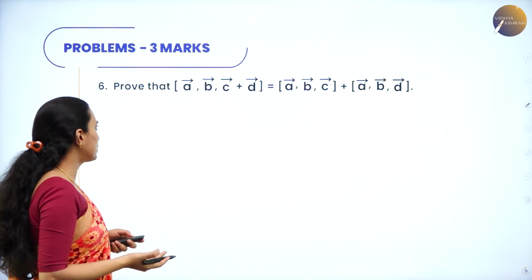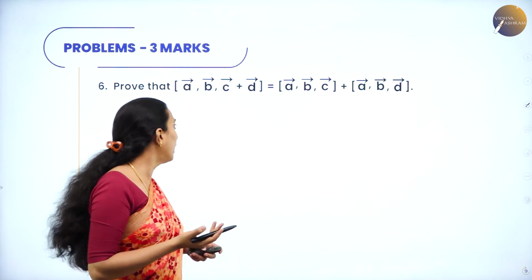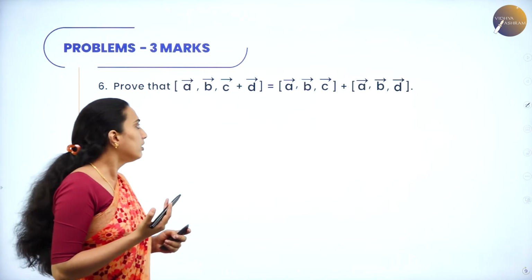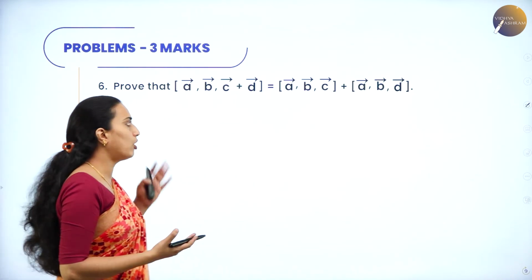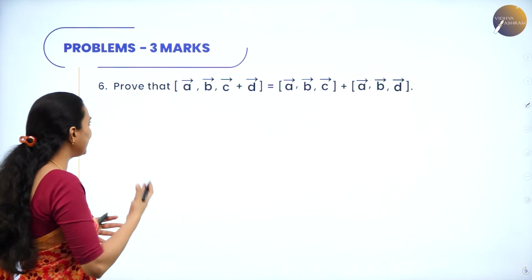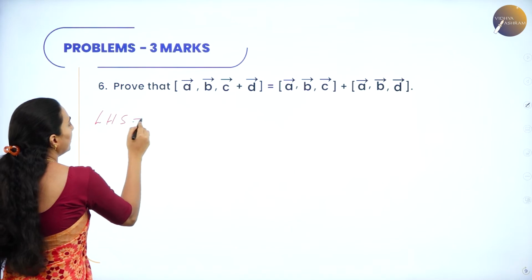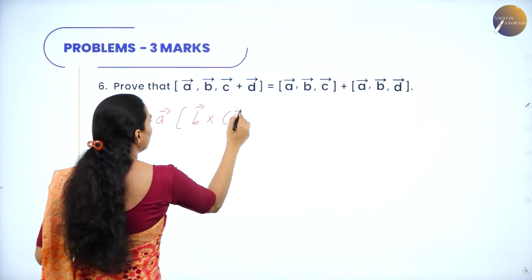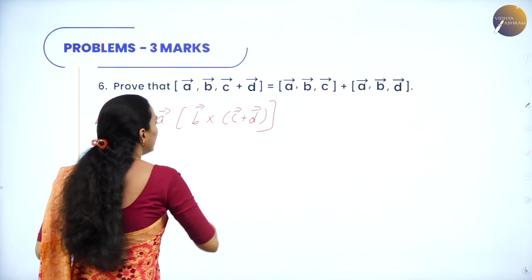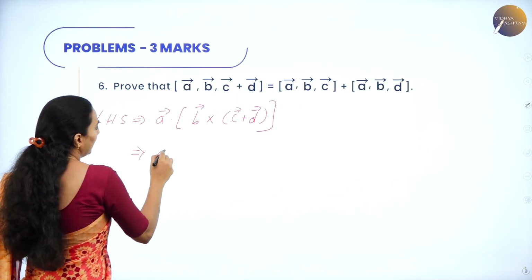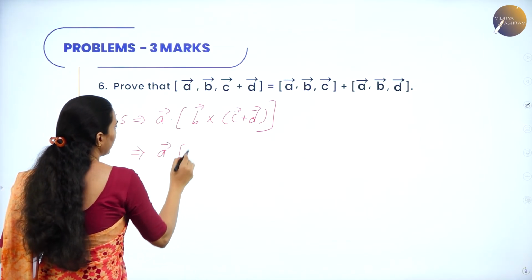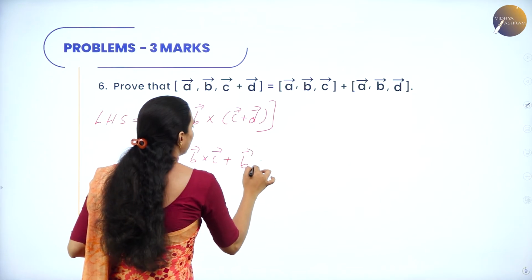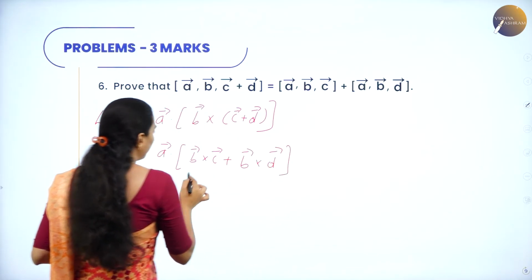Now, we'll be moving on to the next one. Prove that A vector, B vector, C vector plus D vector, in place of C you are having C plus D, is equal to the box product of ABC plus the box product of ABD. Let us take the left hand side. Left hand side, writing that A dot B cross C. Now, expanding this one, which implies that A. First let us write the inner side, B vector cross C vector plus B vector cross D vector. Now, let us do the dot product with each.